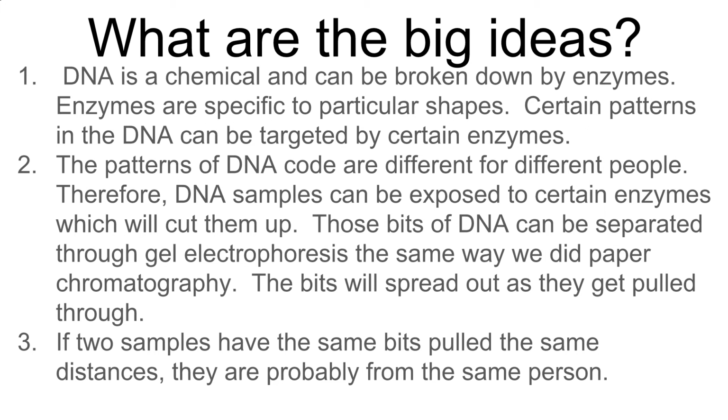So if we look at DNA samples from different people and they're all cut up, those bits of DNA can then be separated through gel electrophoresis the same way we did with paper chromatography. Similar ideas. The bits will be spread out as they are pulled through the gel. And we're going to take a look at what that all means here in a second. And if two samples of DNA from two different people, or from two different samples, are pulled the same distances and those bits line up, they're probably from the same person. So we're going to get into this.